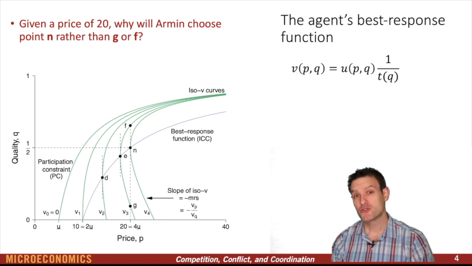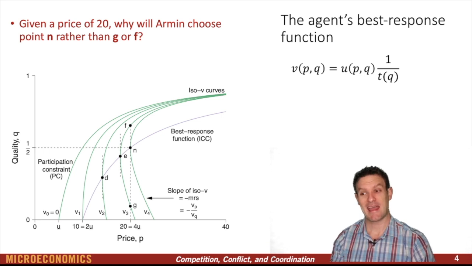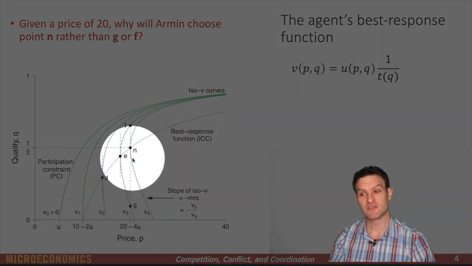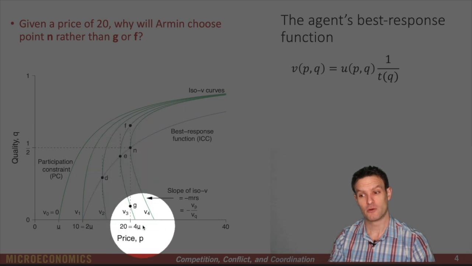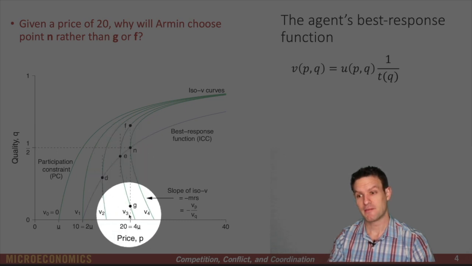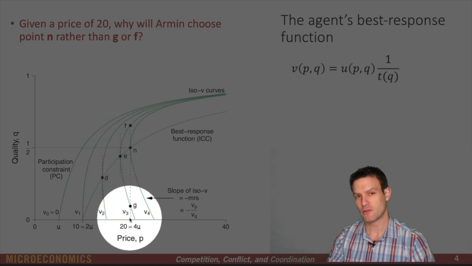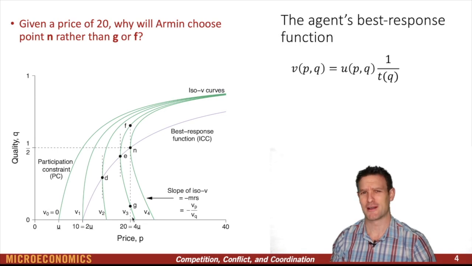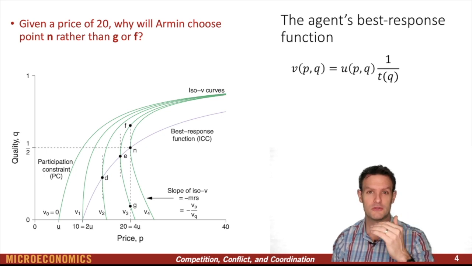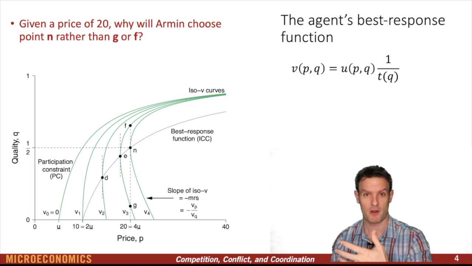Okay, having paused and thought about that, what we want to see here is that N, first of all, lies on ISO value curve V4. So that is better for Armin than either of the points G or F on ISO value curve V3. But that then means we have to answer the question, why is point N, where Armin is providing higher quality than at point G, or lower quality than point F, providing him more utility, giving him his best response to what the principal is offering him?